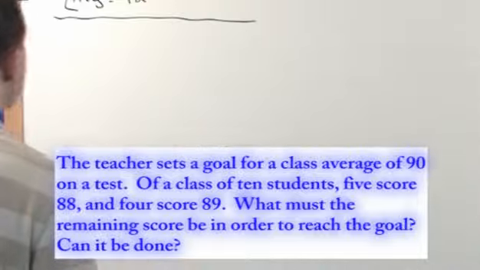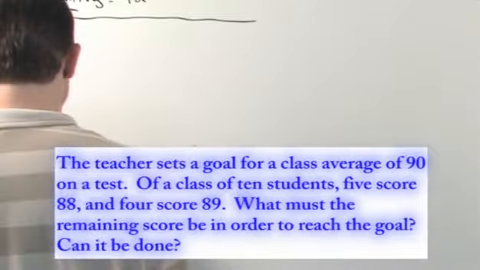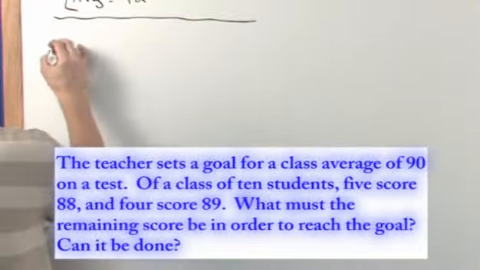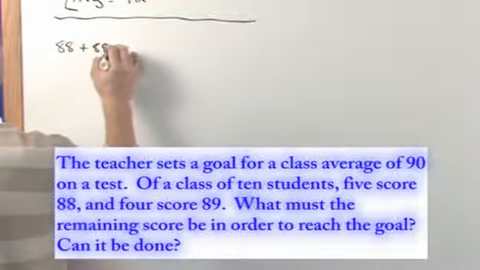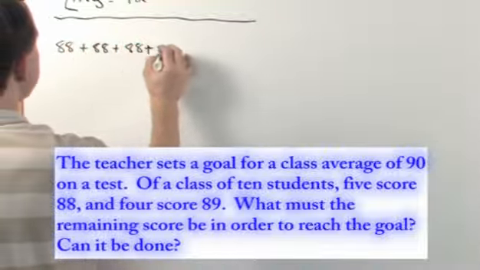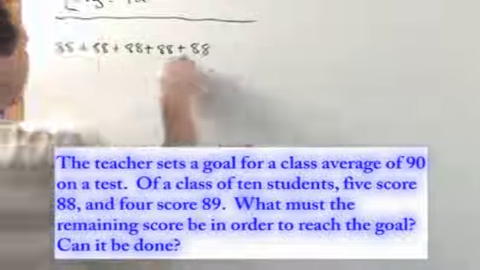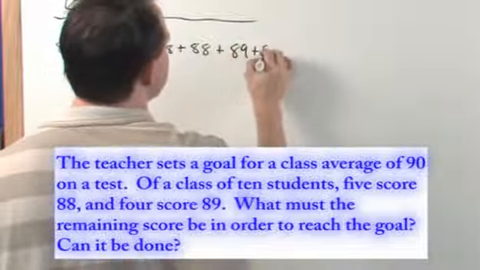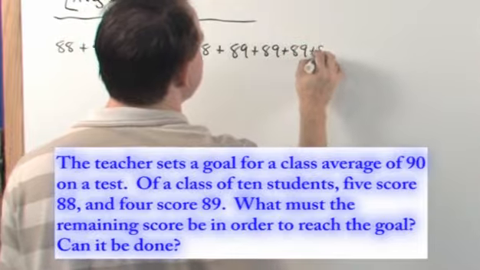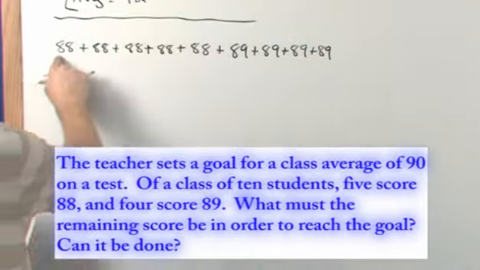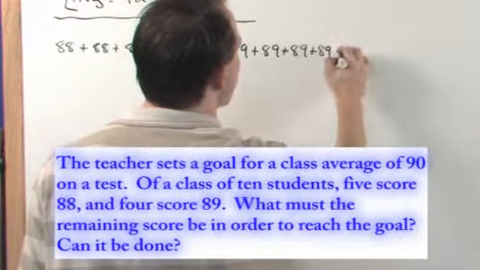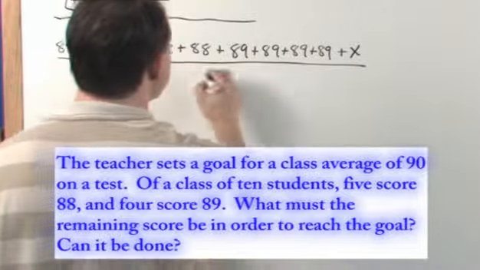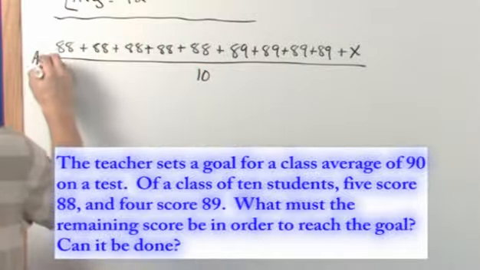So what we're going to do is use our definition of an average again. There's 10 students in the class, and 5 of them score an 88. So what you have is 88 plus 88 plus 88 plus 88 plus 88. That's 5 students scoring an 88, and 4 of them score an 89: 89 plus 89 plus 89 plus 89. There's one more guy in here. We do not know what he scores, so he will be called X because that's what we're solving for. And you're dividing by 10. And this is going to give you the average.